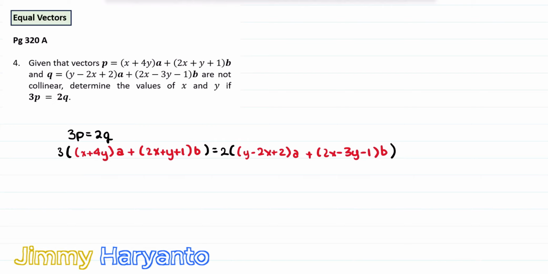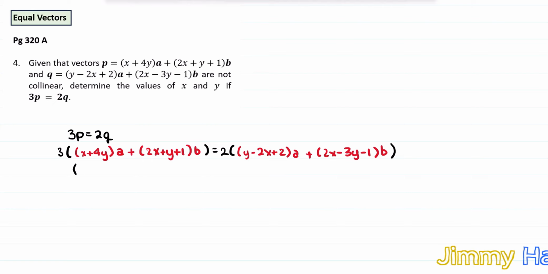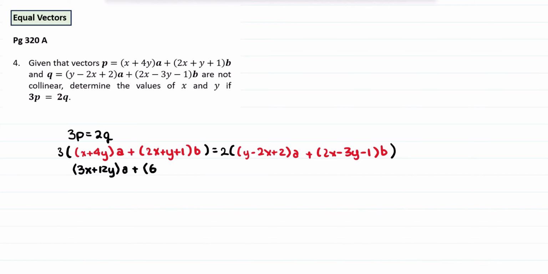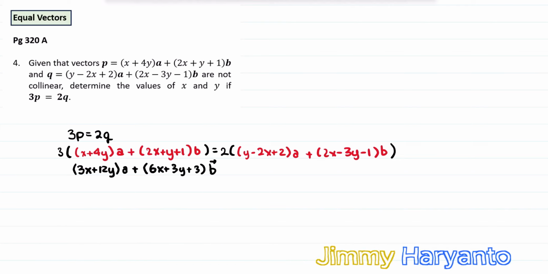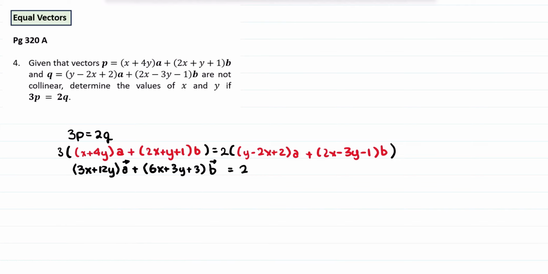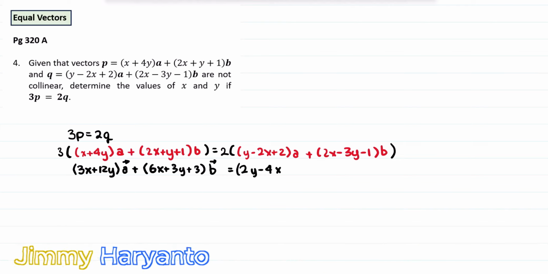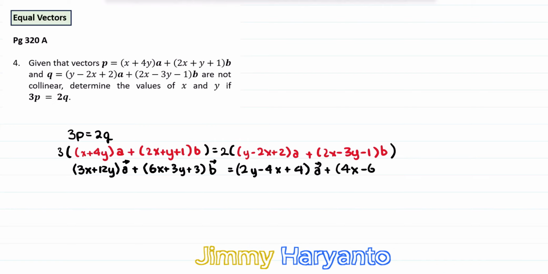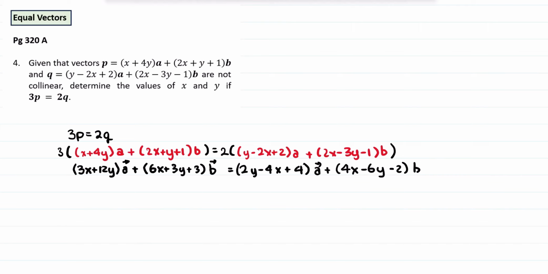Next, I want to multiply it first, so I will have (3x + 12y)a plus (6x + 3y + 3)b, like that, and then (2y - 4x + 4)a plus (4x - 6y - 2)b. Okay, so we already have the equation. Next is to compare the components.